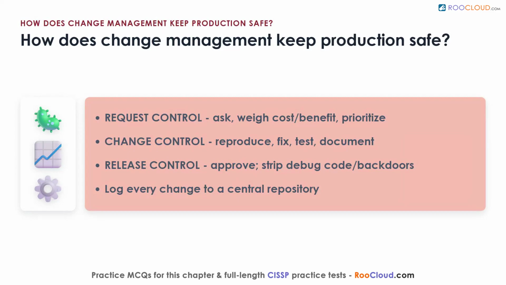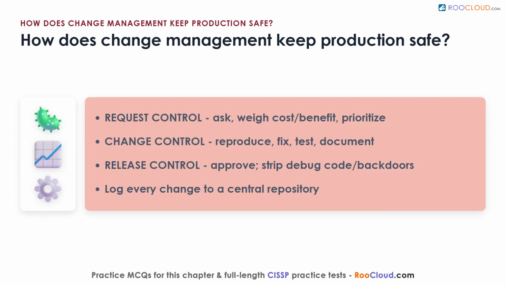How does change management keep production safe? Once software is live, users will always want new features, bug fixes, and tweaks, so you manage those changes in an organized way and log them to a central repository for auditing and investigation. The process has 3 parts.